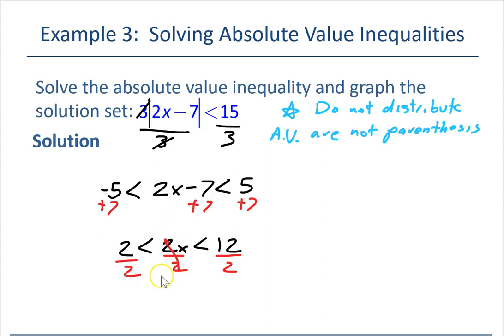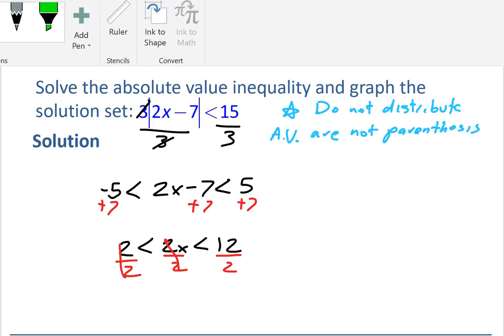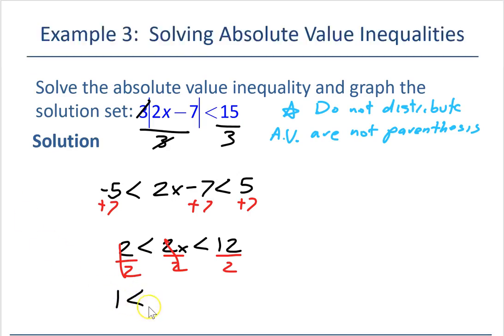This is going to cancel. This will actually reduce out to a 1. So we can come in here and write 1, bring down our x, and then we got 6. So x is greater than 1, but less than 6. Notice these are both going to be open.